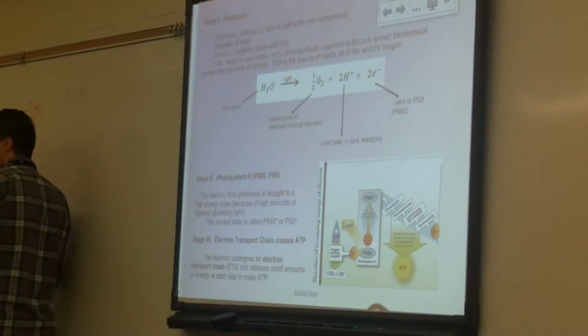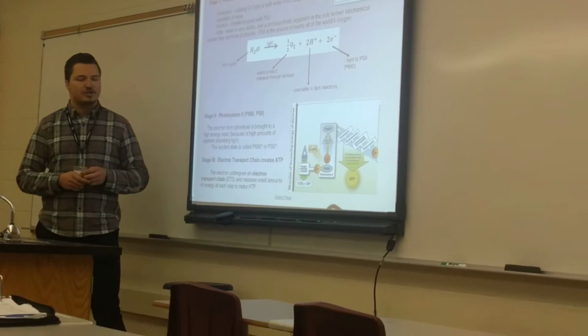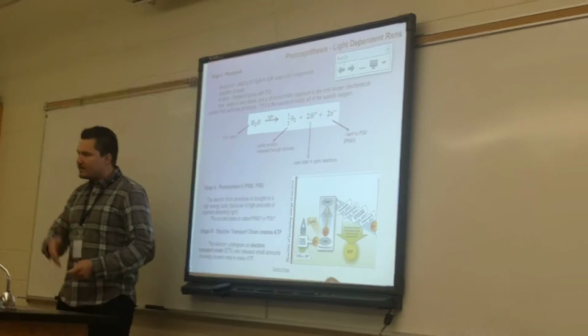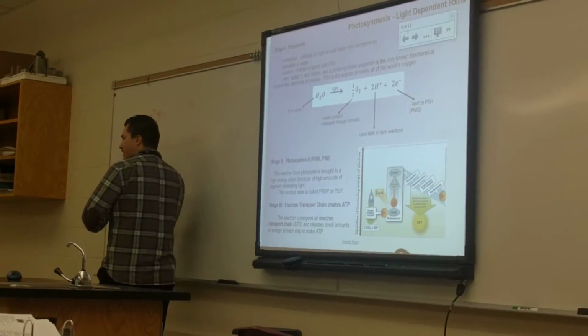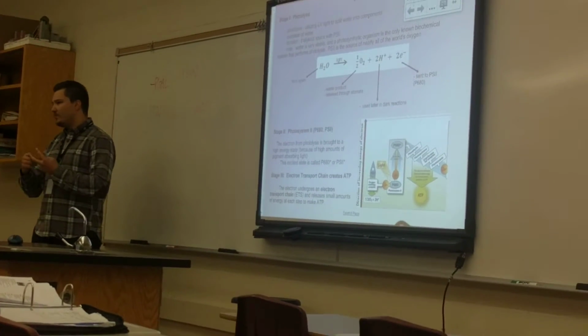Photolysis is when you're splitting water up into its separate parts. When we split water up into its separate parts, you're going to get hydrogen protons, you're going to get 2 electrons, and you're going to get oxygen. And the oxygen is the waste.